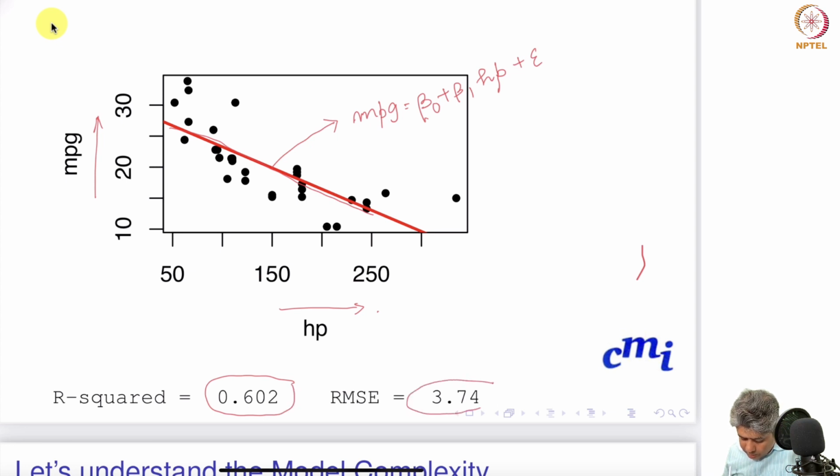and root mean square error is 3.74. Now R square is 0.602 means that 60% of the total variability of miles per gallon can be explained by this particular model.